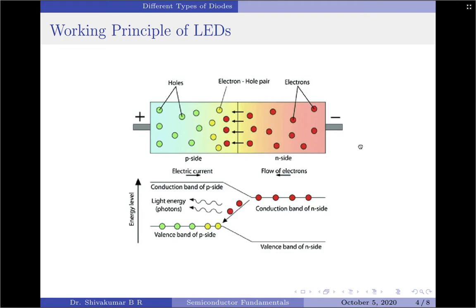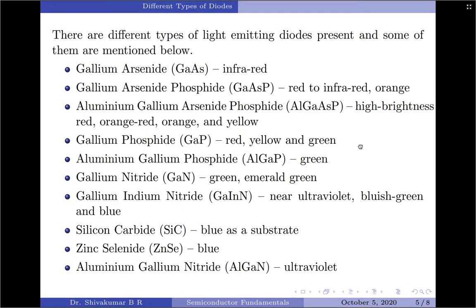Infrared light is produced by using gallium arsenide as a semiconductor, and we have a few examples given here, and you can understand what the compositions of an LED are to create a certain color of light. For example, as I already said, infrared is obtained by gallium arsenide. Then we have red to infrared or orange, gallium arsenide phosphide. To get a very high brightness red, orange-red, or orange and yellow, we have aluminum gallium arsenide phosphide.